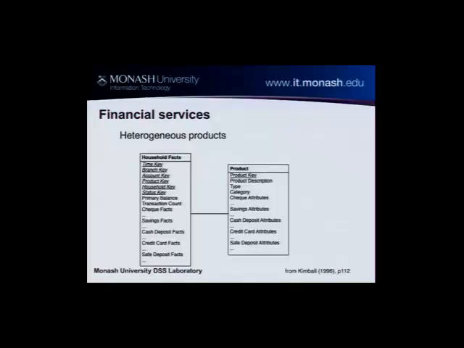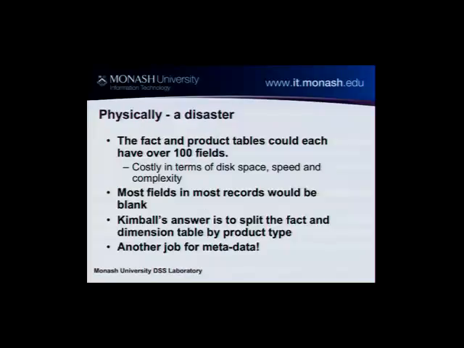So you can imagine your tables get very, very big, and you're going to end up with lots of empty spaces in those tables for each specific product. So physically, that creates a real problem for us. You might end up with hundreds of attributes in these tables. It creates cost in terms of disk space, depending on the database management system. Some DBMSs don't leave space for null values on the disk, but some do. Speed and complexity become an issue as well. So constructing your queries becomes more difficult. Mistakes are easier to make.